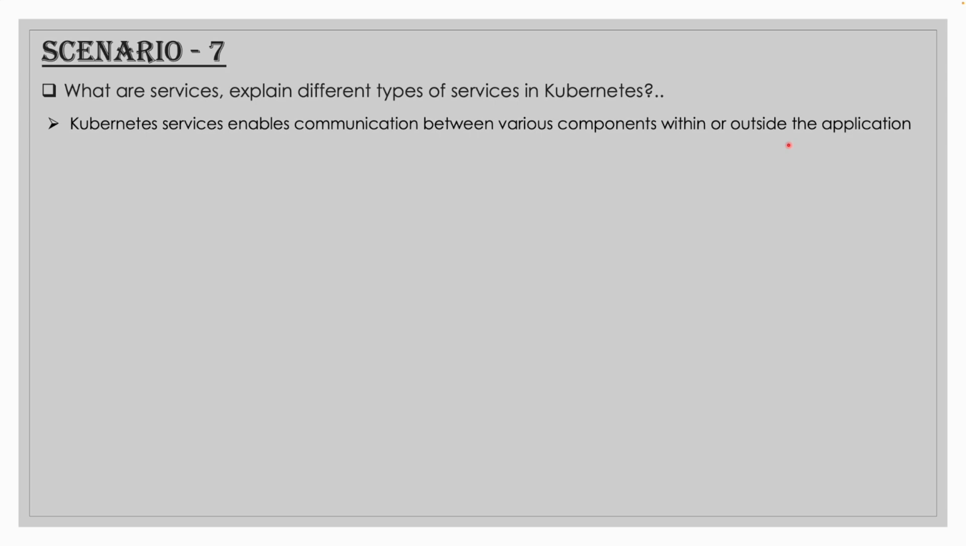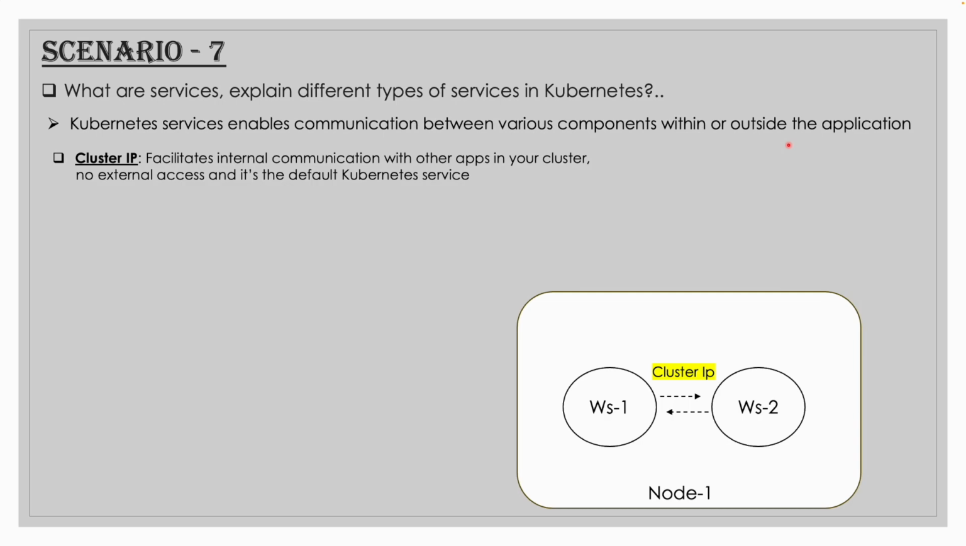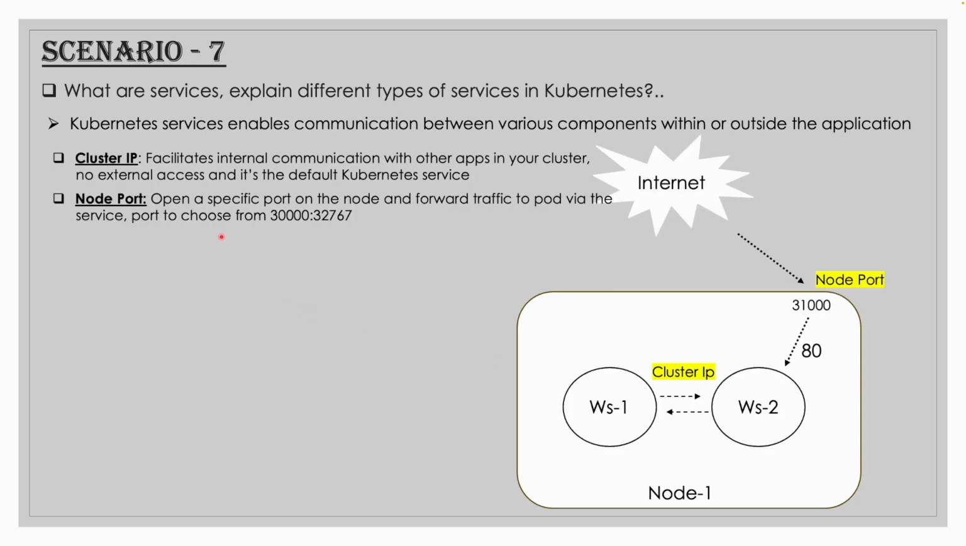Okay, so there are three types of service in Kubernetes. The first service is cluster IP. The cluster IP facilitates internal communication with other apps in your cluster. No external access, and it's the default Kubernetes service. So basically, within a node, if you have two pods running, just imagine this is web server 1 and web server 2, and if you want to enable communication between these pods, then you will be using the cluster IP service.